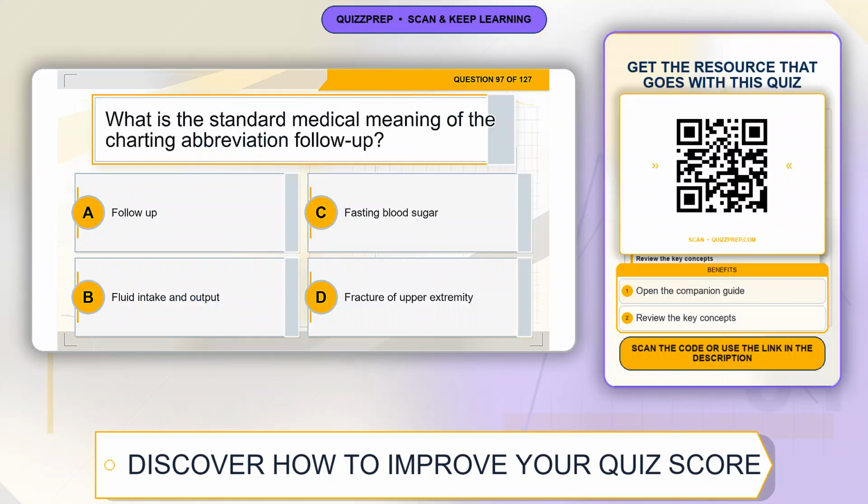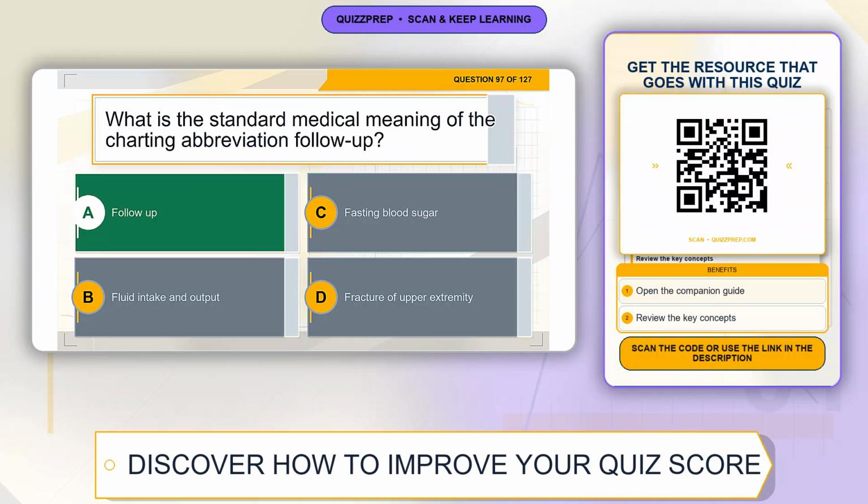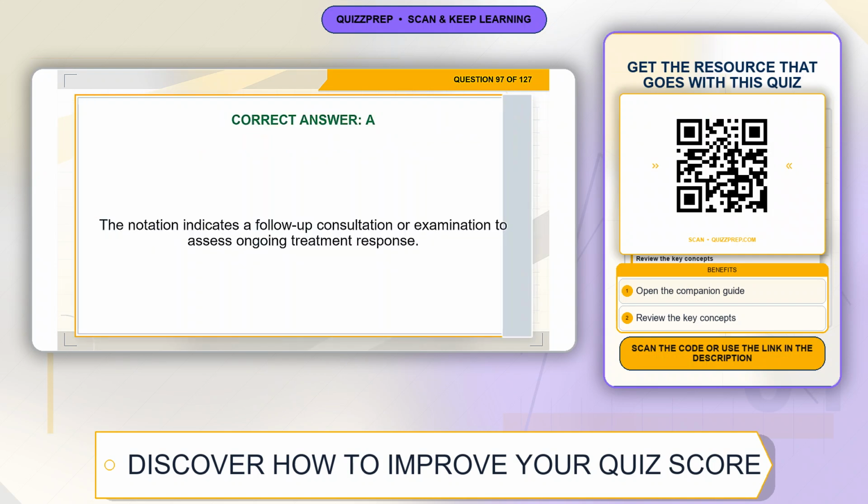Question 97. What is the standard medical meaning of the charting abbreviation follow-up? Option A, follow-up. Option B, fluid intake and output. Option C, fasting blood sugar. Option D, fracture of upper extremity. The correct answer is option A, follow-up. Explanation. The notation indicates a follow-up consultation or examination to assess ongoing treatment response.